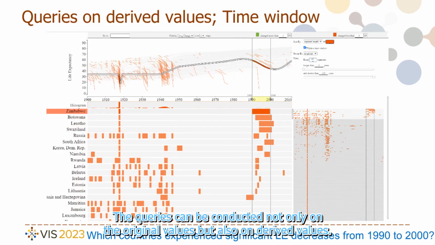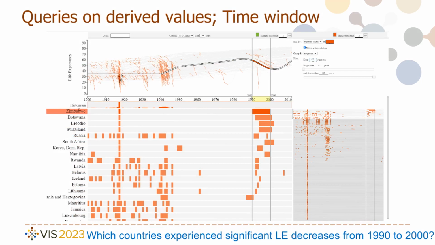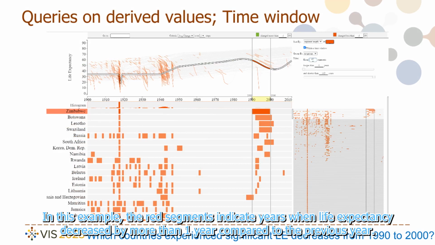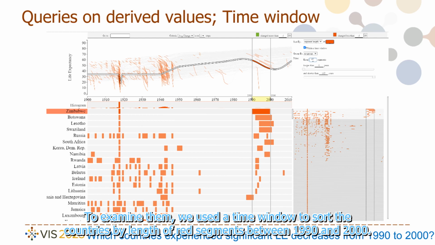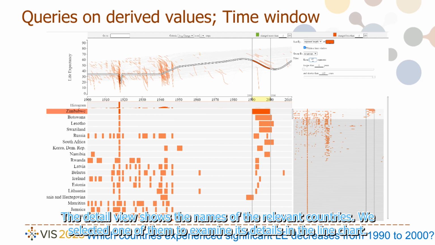The queries can be conducted not only on the original values but also on derived values. In this example, the red segments indicate years when life expectancy decreased by more than 1 year compared to the previous year. In the line chart, you can see some long red segments around the 1990s. To examine them, we used a time window to sort the countries by length of red segments between 1990 and 2000. The detail view shows the names of the relevant countries. We selected one of them to examine its details in the line chart.